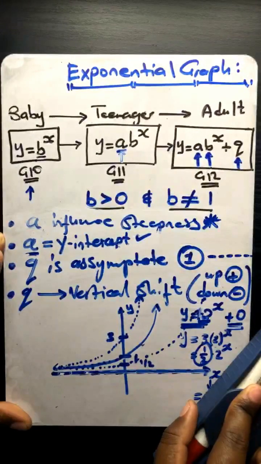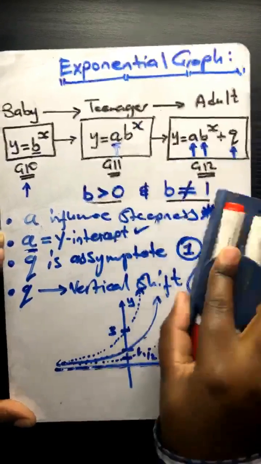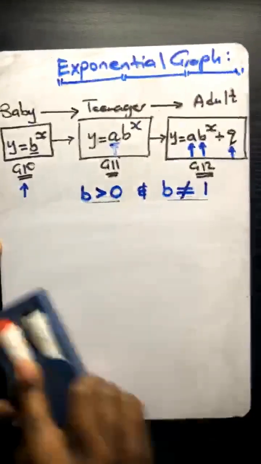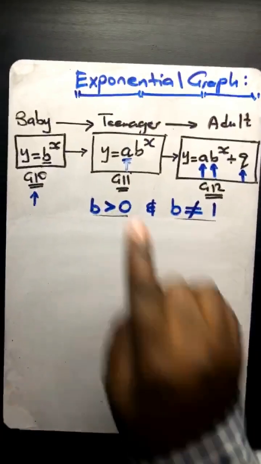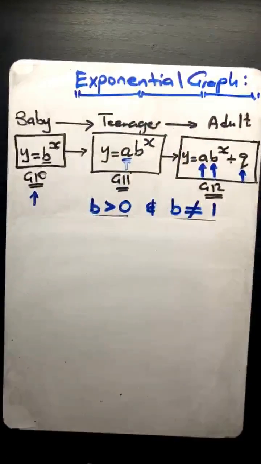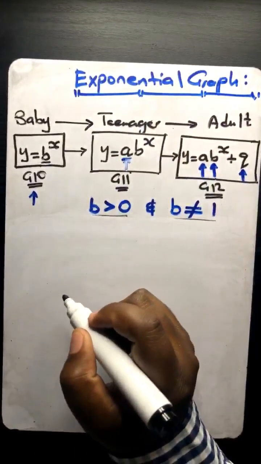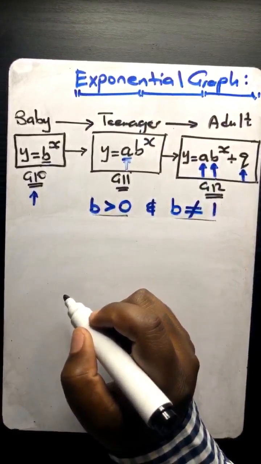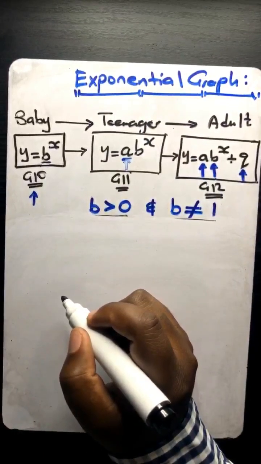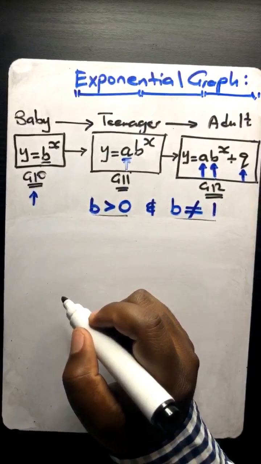I'm just not sure if it's something that I'm missing, but let me quickly add this point to say, under exponential graphs, we also have what we call the range.